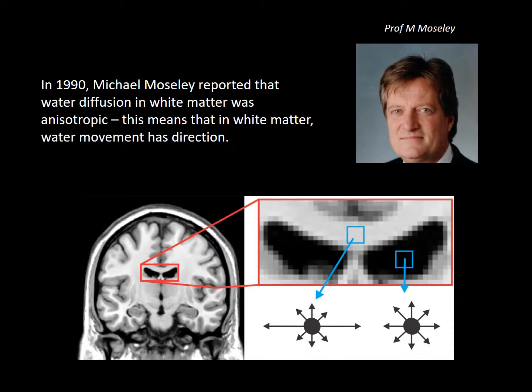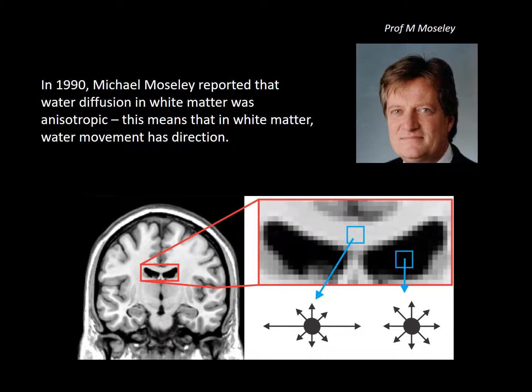In 1990, Professor Michael Moseley reported that water diffusion in white matter was anisotropic. That is, the water movement had direction. In essence, what Professor Moseley reported relied on the measurement of Brownian motion of water molecules. So when a water molecule is in cerebrospinal fluid, for example, it can flow with the same ease in any direction.